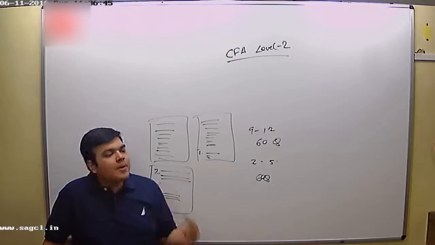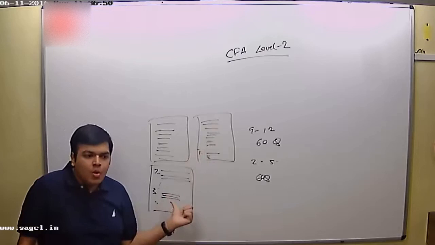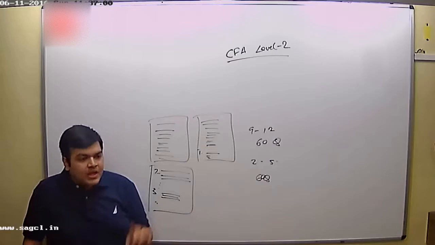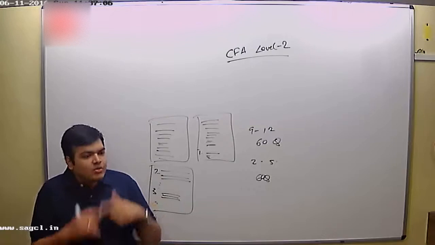Now, when you talk about item sets, it's possible that the first five questions are from quant and the sixth question is from alternate investments. It's not that the first item set is going to be from ethics, second from quant, third from economics. It'll be jumbled up, so that will be a problem. Even within one item set, you could have four questions from derivatives and two from fixed income. Generally, they do not jumble up as in one from economics, one from quants, one from fixed income.